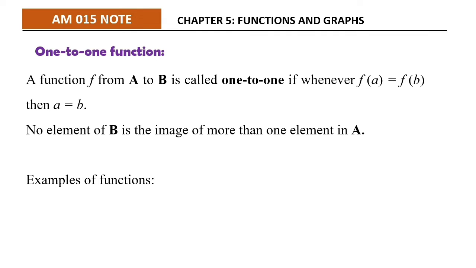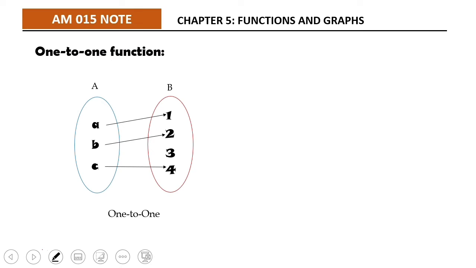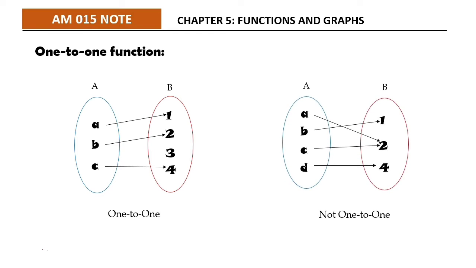Example of a one-to-one function. For every element in A, there is only one element in B that is connected to A. 1 is the image of A, 2 is the image of B, and 4 is the image of C. Example of a function that is not one-to-one. For element 2 in B, there are two elements in A connected to it, A and C. So this is not a one-to-one function.